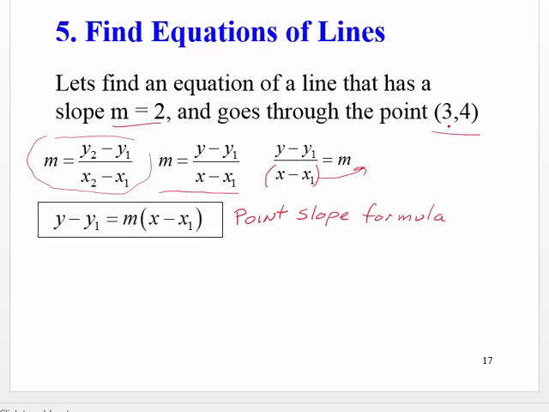We have the point here, x and y. So we have y minus 4 is equal to 2, for the slope, times x minus 3. Distribute. y minus 4 is equal to 2x minus 6. Add 4 to both sides. We get y is equal to 2x, adding 4, minus 2.